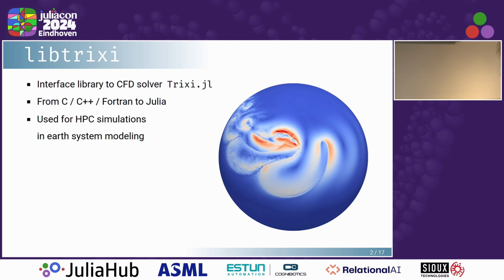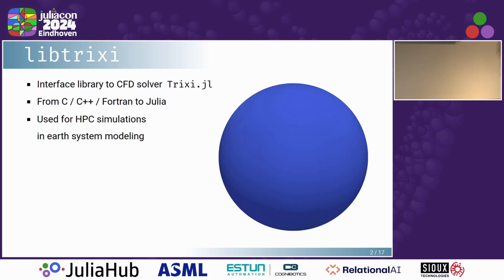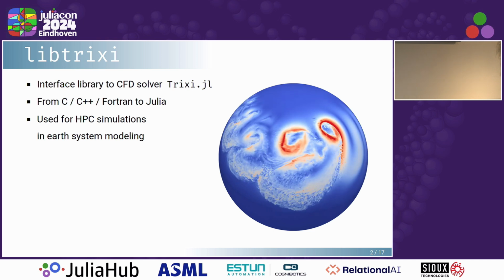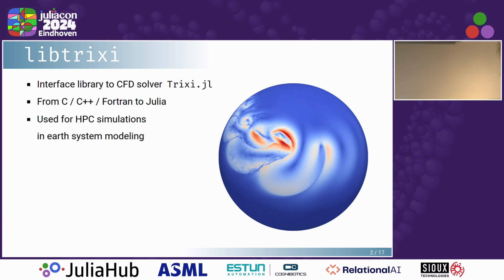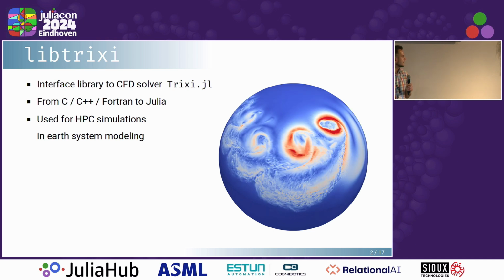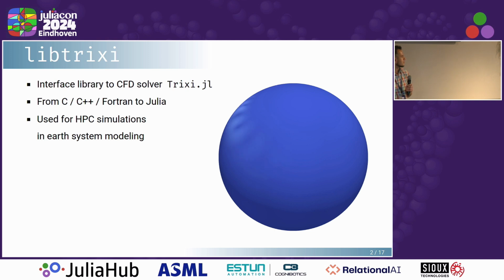Okay, so LibTrixi is an interface library to the computational fluid dynamics solver Trixi.jl. And Trixi.jl is written in Julia. And the interface we now want to come up with is an interface from C, C++, or Fortran to Julia. And that might be the most unusual thing here. And we plan to use that for HPC simulations and Earth system modeling.